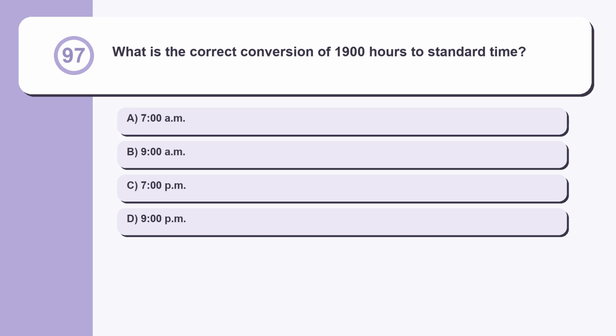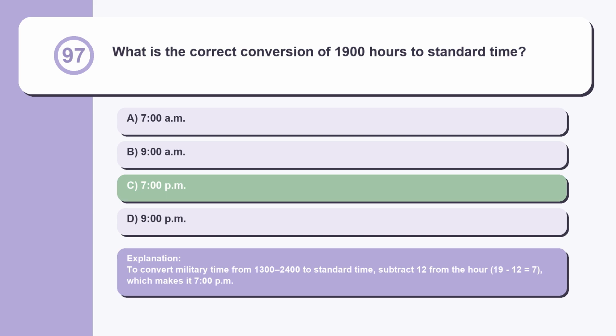Question 97. What is the correct conversion of 1900 hours to standard time? 7 a.m., 9 a.m., 7 p.m., 9 p.m. To convert military time from 1300 to 2400 to standard time, subtract 12 from the hour. 19 minus 12 equals 7, which makes it 7 p.m.